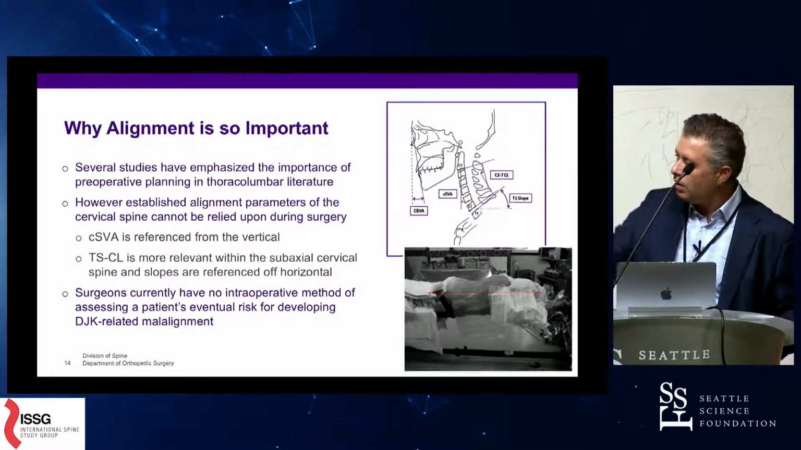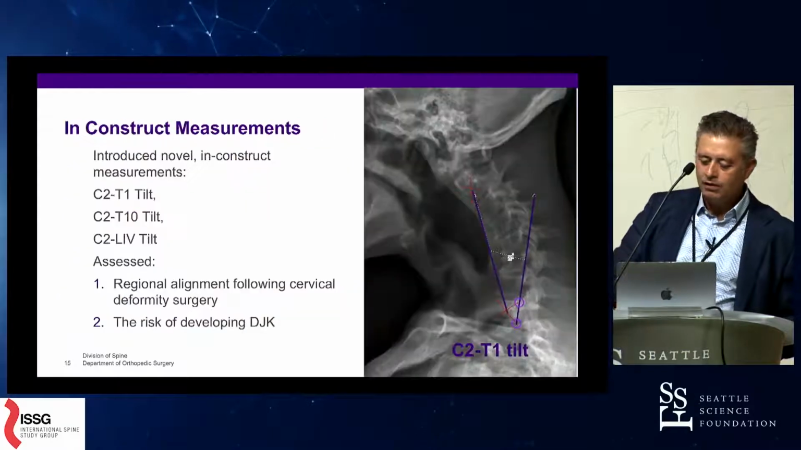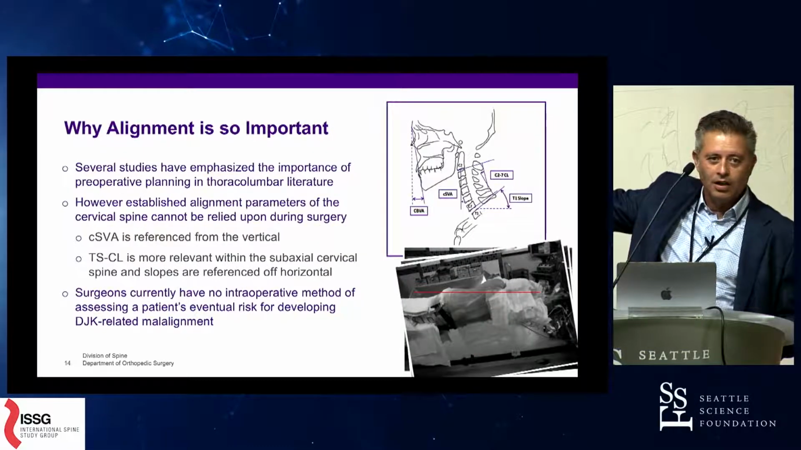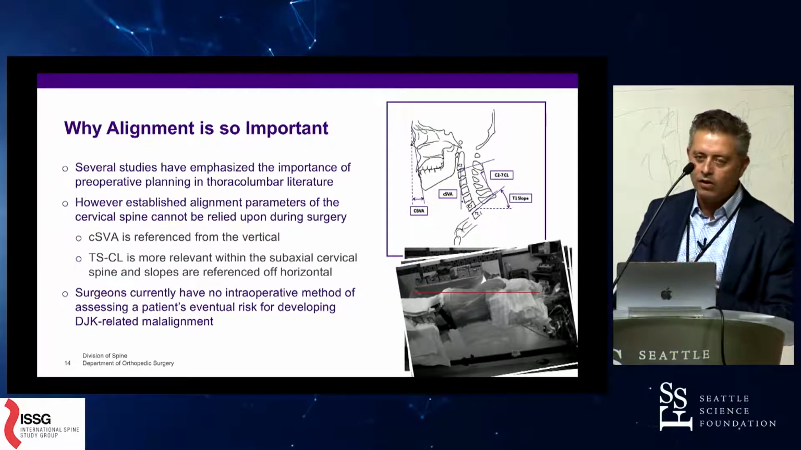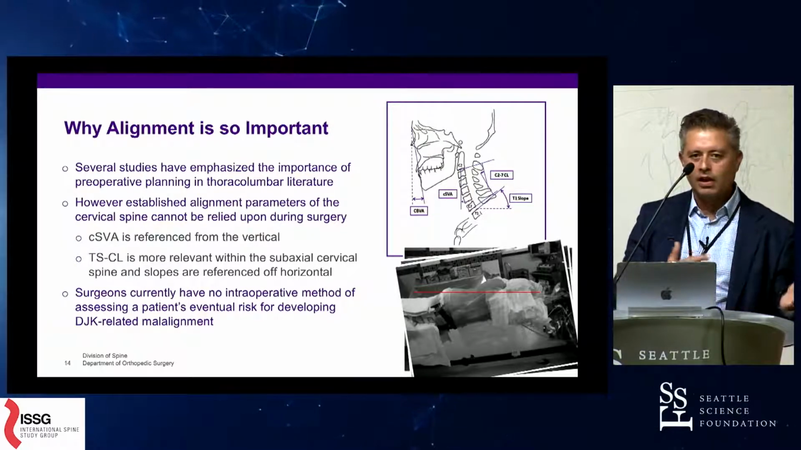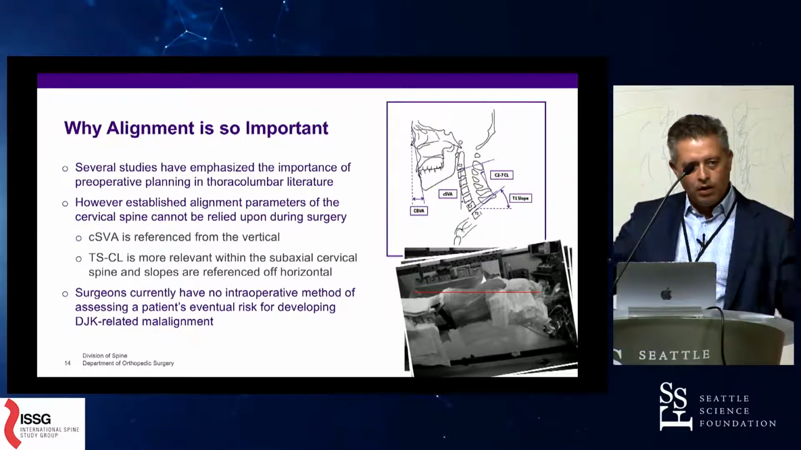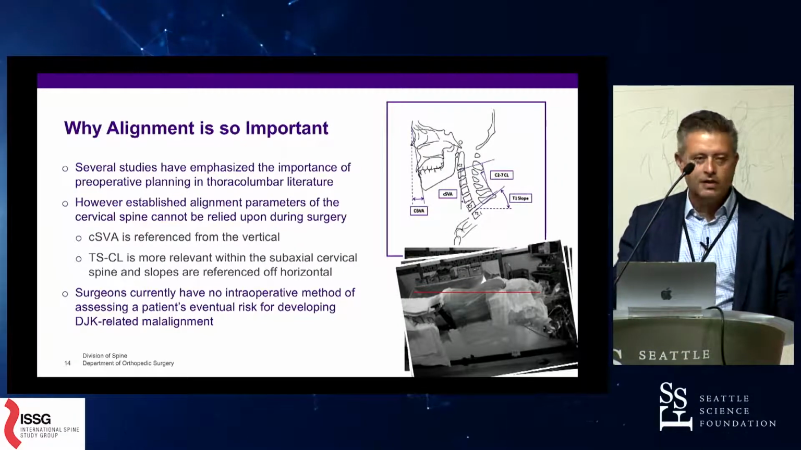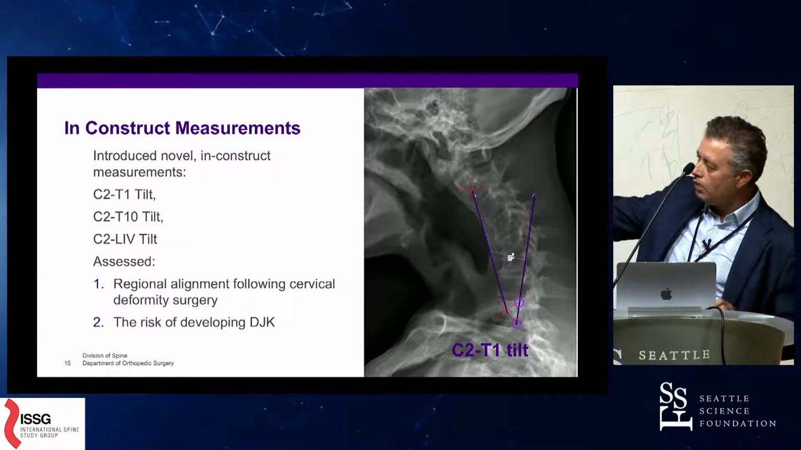If you look at a bed, you can position that bed and change the slope of a vertebra by just doing a Trendelenburg, reverse Trendelenburg maneuver. So you can't look at slopes. You can look at relationships like how much lordosis you changed. You can look at that sort of thing. But for a longer construct, for a C2 to T10, what can you look at? And we came up with some in-construct measurements.